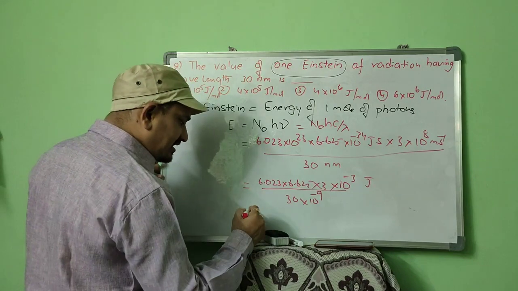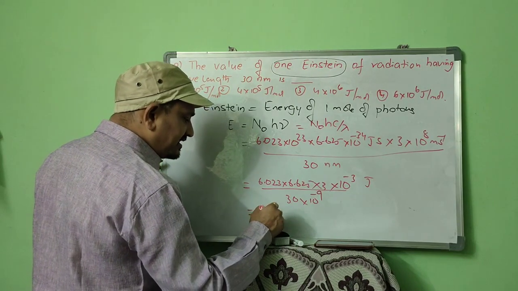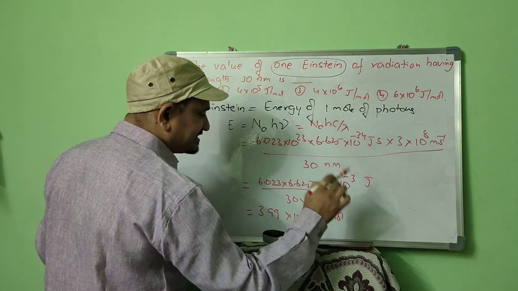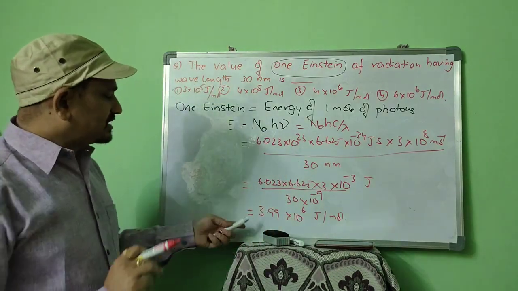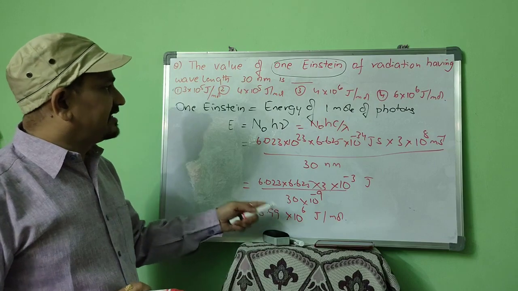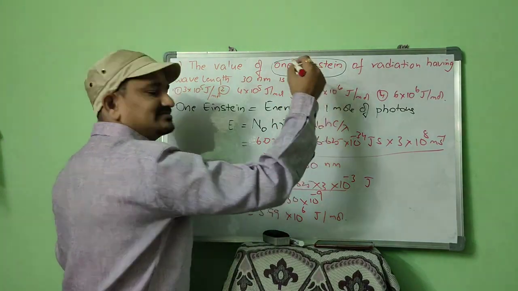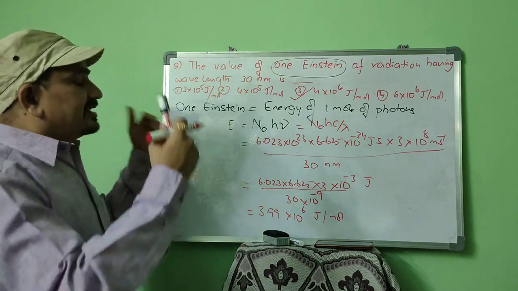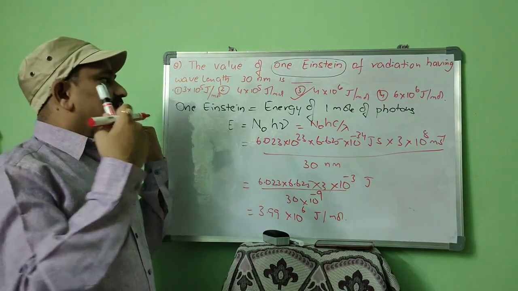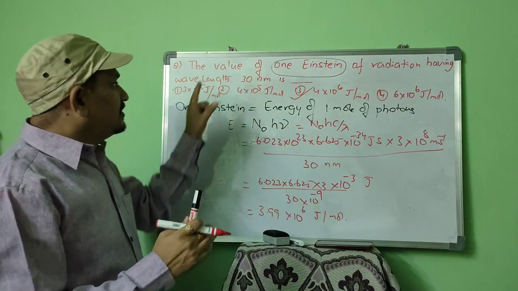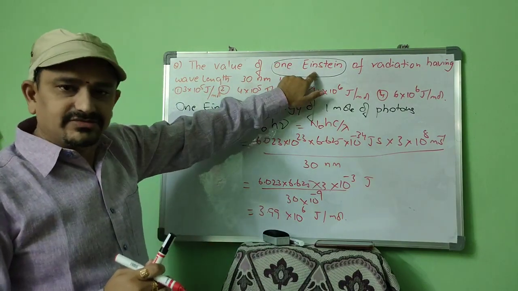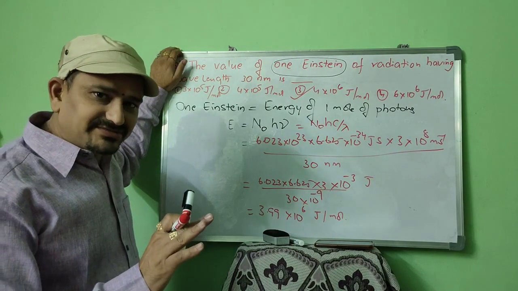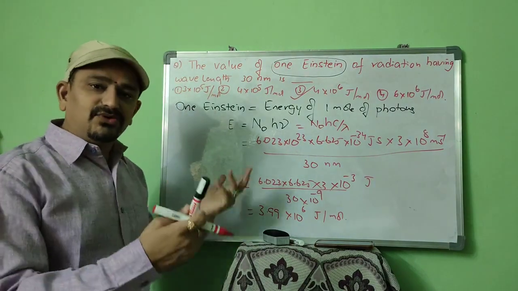Now, this simplified value will be 3.99 into 10 power 6 joule per mole. This will be the answer. So, what's the nearest value? 3.99 into 10 power 6 joules per mole. This is the option. So, in this way, instead of blindly going in a hurry, you just notice the word given. Okay. So, this is one question we have discussed. Understood? Right? Let us see one more question.